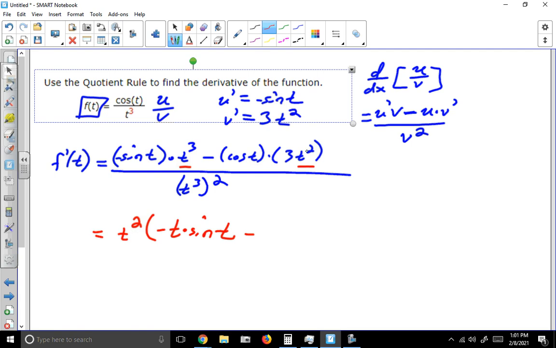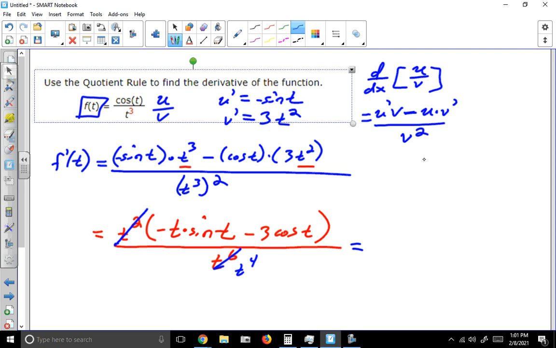If we take t squared out here, we're left with a 3 and the cosine t. Now you could have also taken a negative out, and that would make both of those positive. That's up to you. On the bottom, we have something with a power that's raised to a power, so multiply those exponents. And then we could reduce here. We could cancel these two with two of those. And that would be minus t times sine t minus 3 cosine t over t to the fourth.